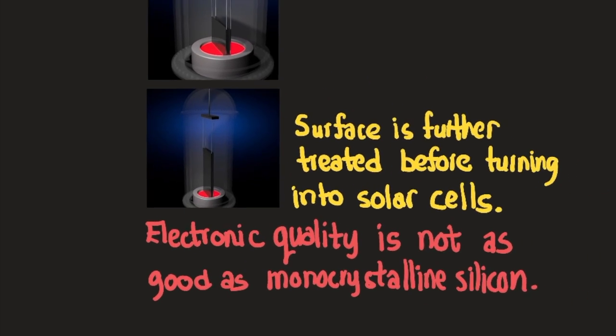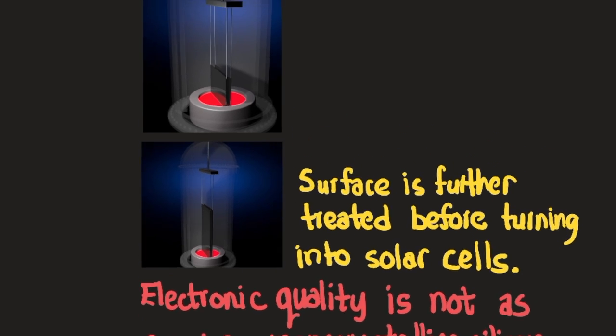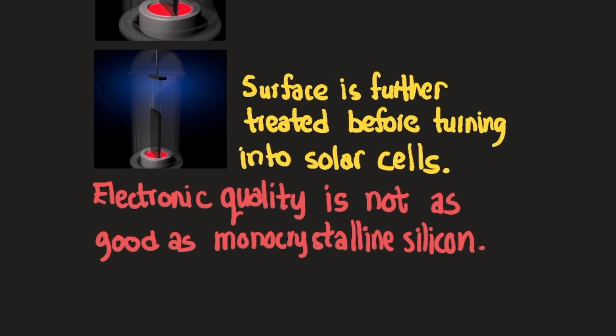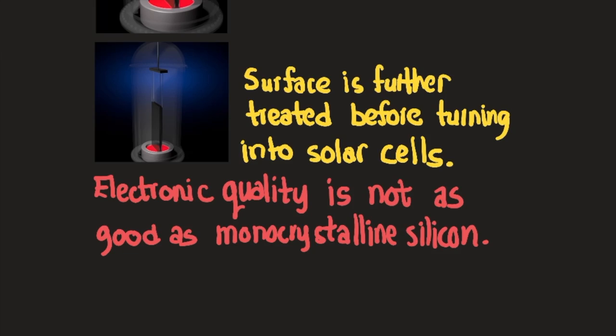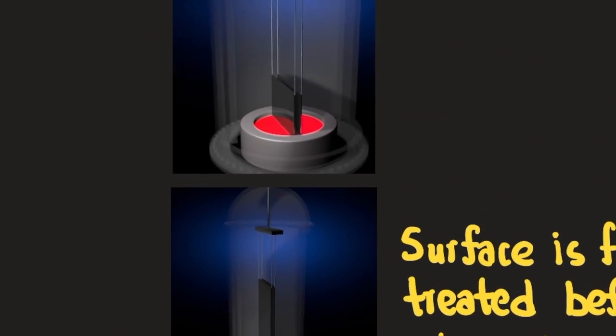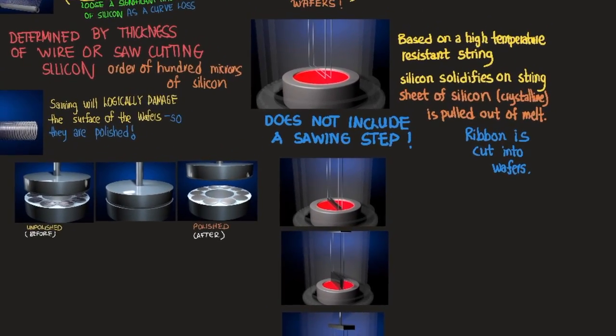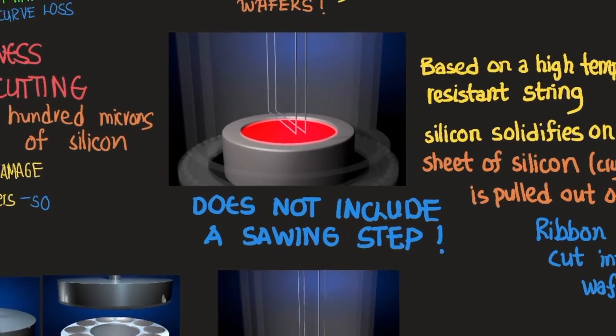The surface is further treated before turning into solar cells. This process is used to create things like solar cells. The electronic quality is not as good as monocrystalline silicon, so that's why it's not as common. But again, the advantage of the ribbon method is that you don't need to saw it. So let's continue with the element silicon.